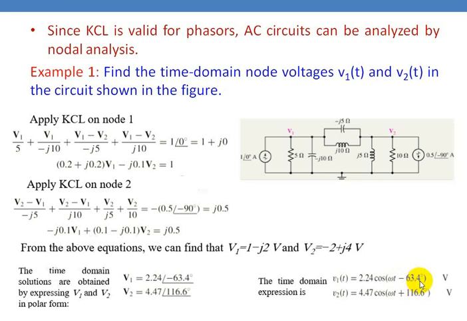The minus sign indicates this vector is lagging behind the reference vector by 63.4 degrees. So with respect to the reference line, you can draw a phasor for V1 making an angle of 63.4 degrees in the clockwise direction. V2 of t is 4.47 cos of omega t plus this angle, 116.6 degrees. That is, this one V2 is leading the reference vector by 116.6 degrees.